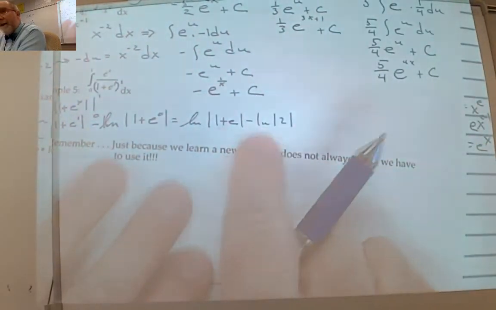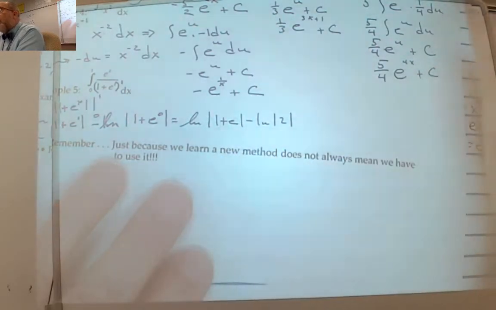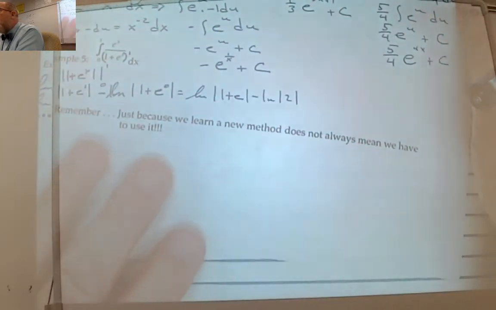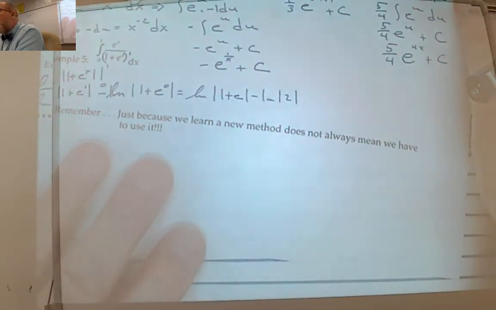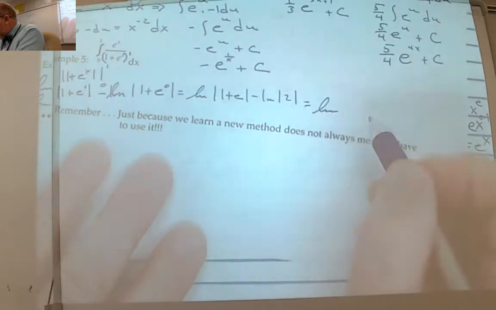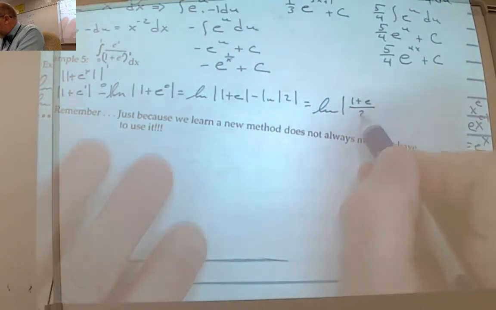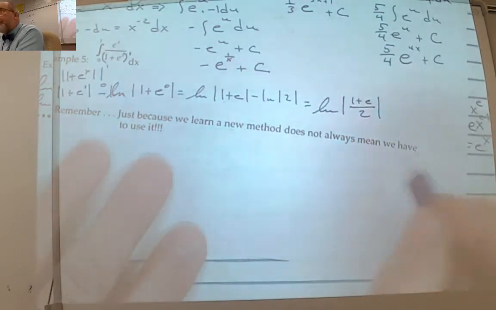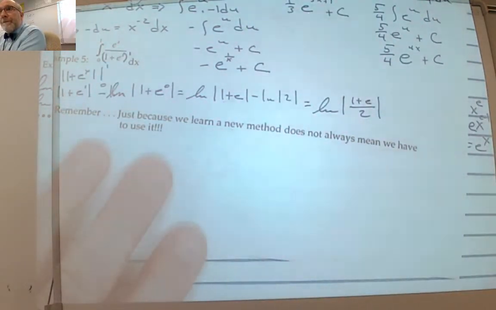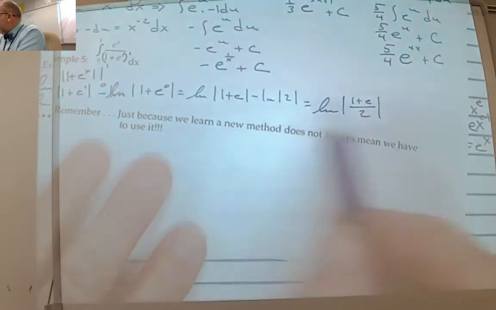I had to accept that as an answer. Does everybody see where I get 2? E to the 0 is 1 and 1 plus 1 is 2. Okay? You might see this as an answer too: the natural log of 1 plus e over 2. I got a feeling the book will write it like that. You can give it to me like that, but they like that.